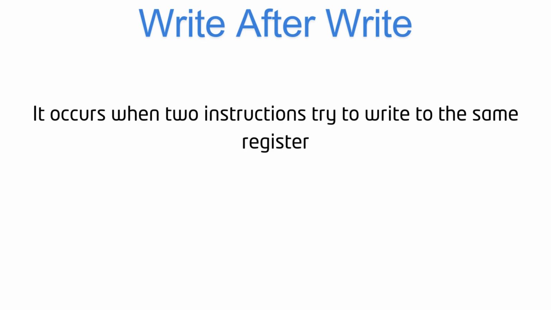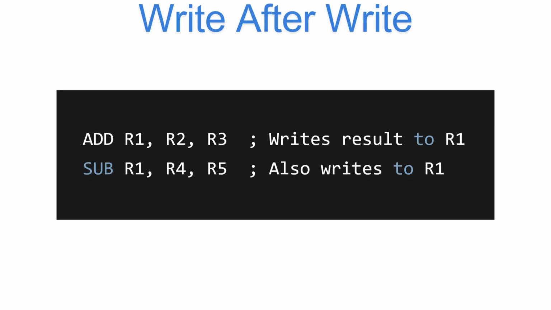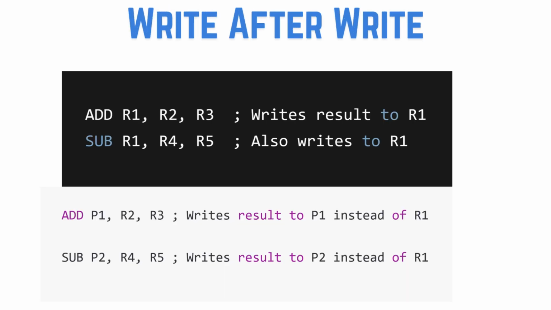The third type of data hazard is the write-after-write data hazard. It occurs when two instructions try to write to the same register and the pipeline performs them out of order. In this example, both instructions write to the register R1. If instruction 2 writes to R1 before instruction 1, we have a write-after-write data hazard. This type of data hazard can also be resolved using register renaming, as shown here. Each instruction writes to its own physical register, P1 and P2, and when the results are committed, only the latest valid result updates R1.